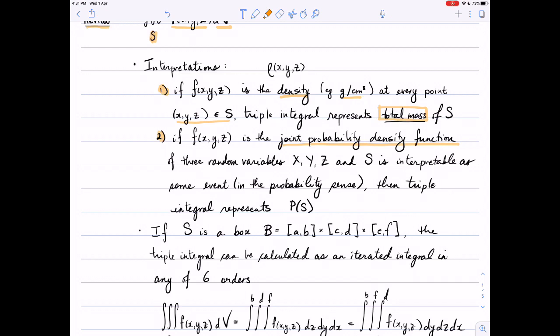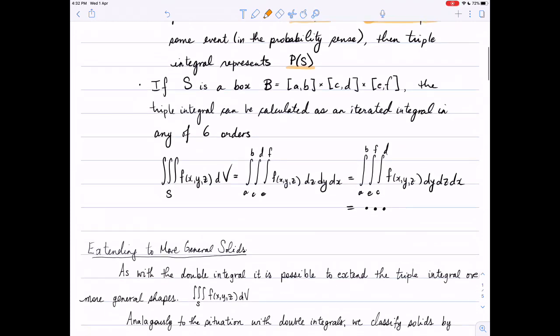But if f is the joint probability density function of three random variables x, y, z, and S is interpretable as some event, so these three variables x, y, z determine some event happening, and that event is describable in terms of a solid S, then the triple integral represents the probability of that event, the probability of S.